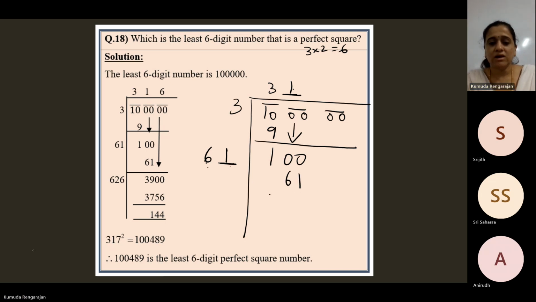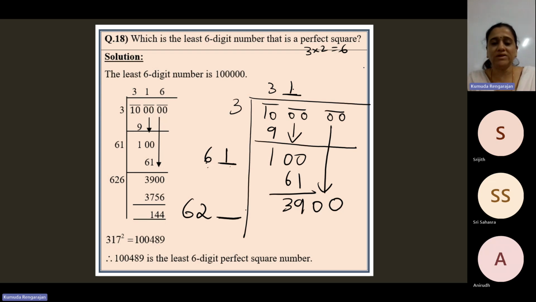61. Supposing you put a 2 here, 62 into 2 is 124. That's more than 100. So it is 61 into 1, which is 61. And the remainder is 39. Bring the next pair down. What's the quotient? 31 is the quotient. Double it. 31 into 2, 62.